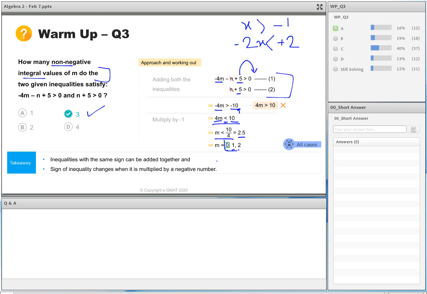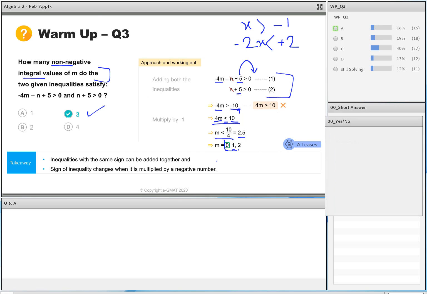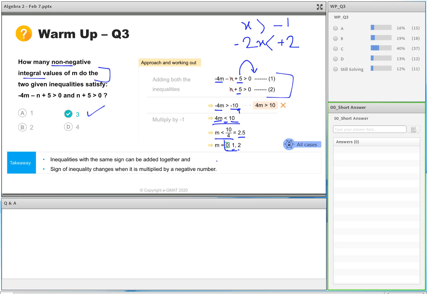Now I'm going to bring in the yes no poll. What I would want all of you to do is mark a yes if you have understood the solution for this question. 2, 3 very, very important things to keep in mind. Also, the constraint that's given in the question, very important. If you miss the constraint, you might make a mistake. All right, thank you for your answers. I see all of you have understood the solution to it.